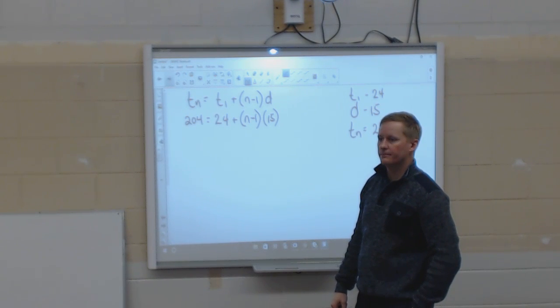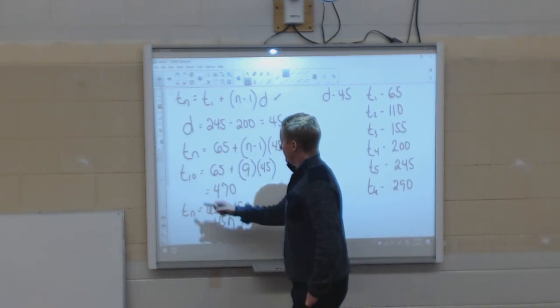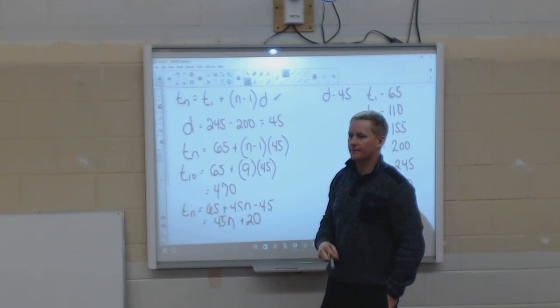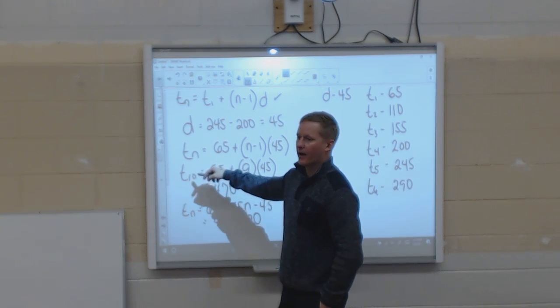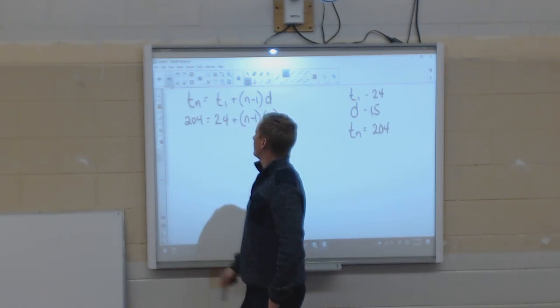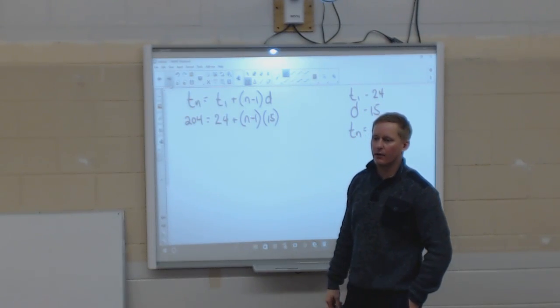Are you ever gonna have to put anything in for n minus 1? Yeah, that's what I did right here. I substituted in for n. When I'm looking for an actual value, I substitute in that. Okay, so now I need to solve for n here. So what do you want to do first?